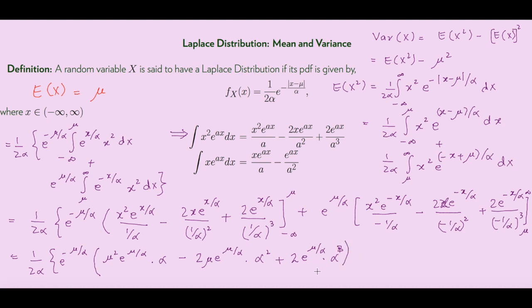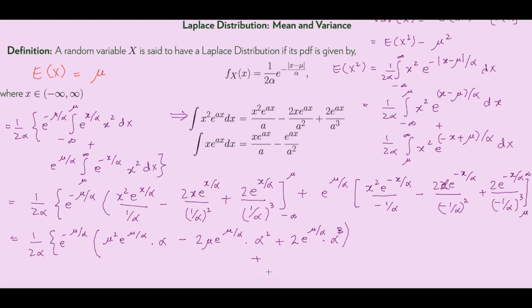Okay, then I have what? I have plus, then I can write e to the mu over alpha, and then again for infinity they all will go to 0 because we have e to the minus x here, and for the mu we will write the same thing but with the negative sign. So now we have mu squared e to the minus mu over alpha times alpha. Why times alpha? Because one negative here and one negative because of the lower limit. Then again one negative here, this is a positive, and then one negative here, so again a plus. So plus 2 mu e to the minus mu over alpha times alpha squared. Then we have a negative here, we have a negative here, and we have a positive here. So then again a plus. So plus 2e to the minus mu over alpha times alpha cubed.